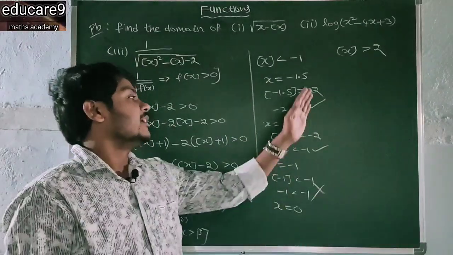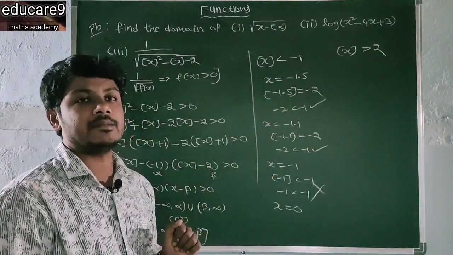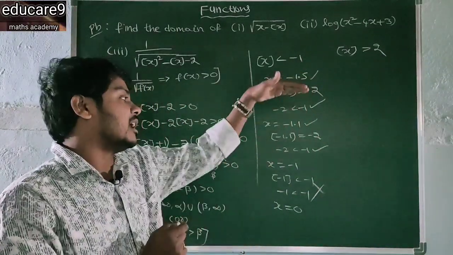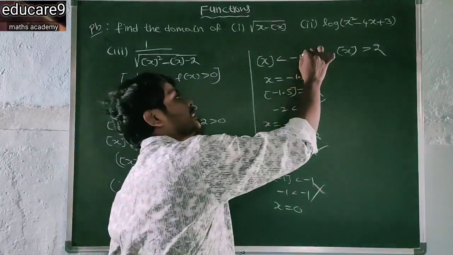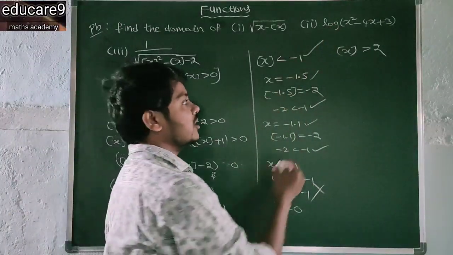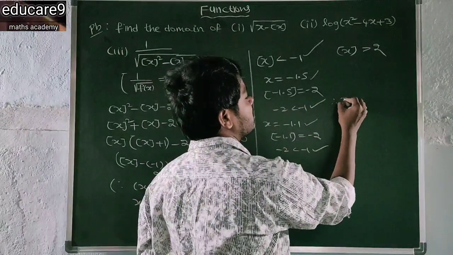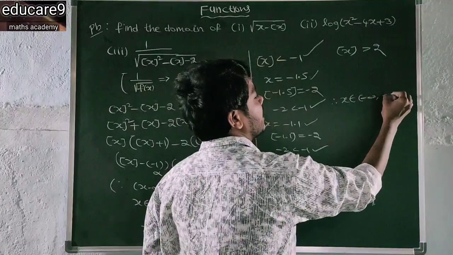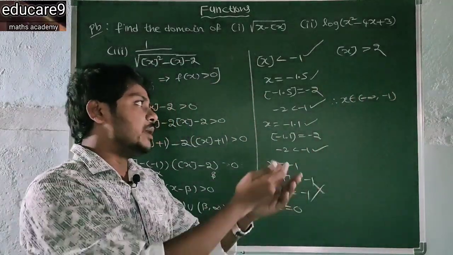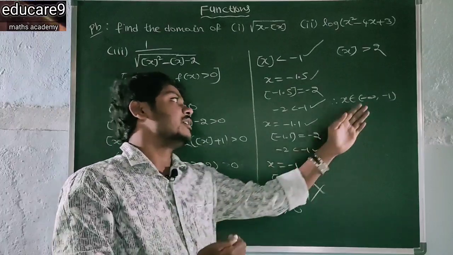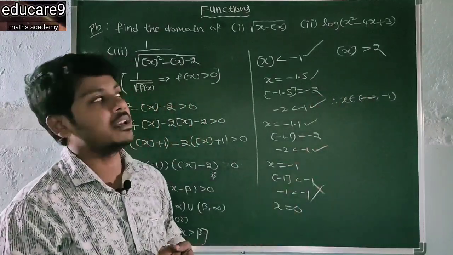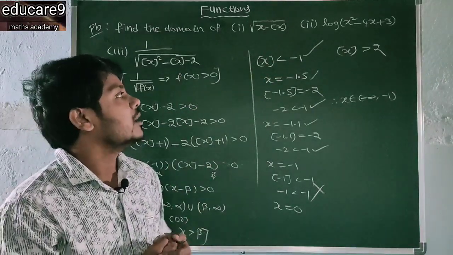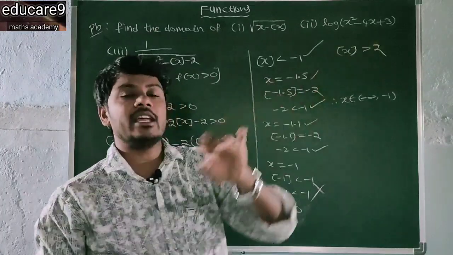So clearly, if x values are less than minus 1, see here minus 1.1, minus 1.5 and so on, all values satisfy the given condition. So therefore, x belongs to what? Minus infinity comma minus 1 open. So less than minus 1 means if x values are less than minus 1, in that case this condition is satisfied. Okay.